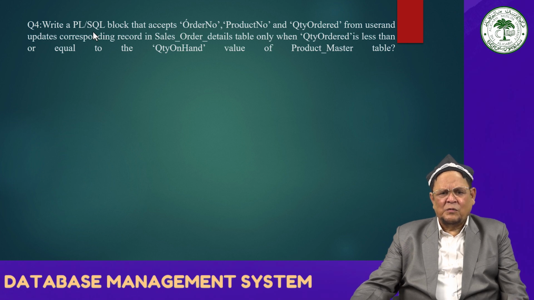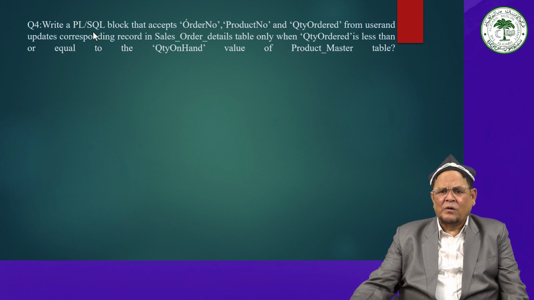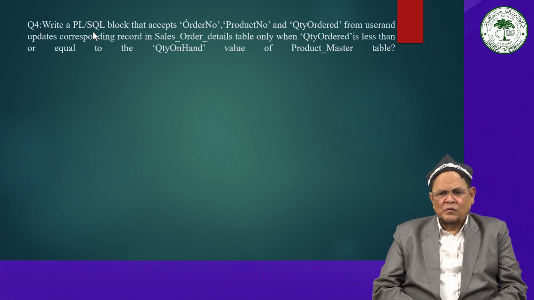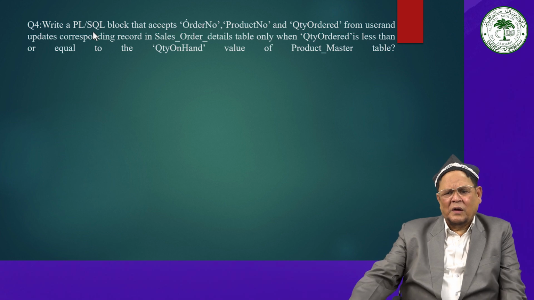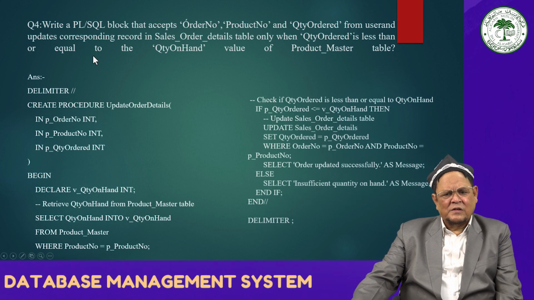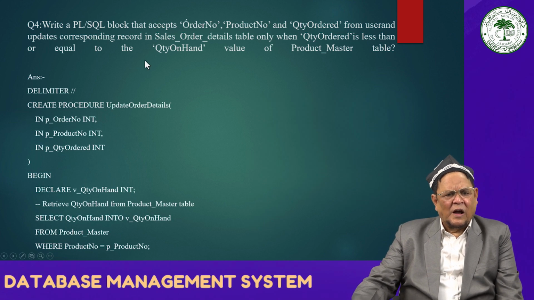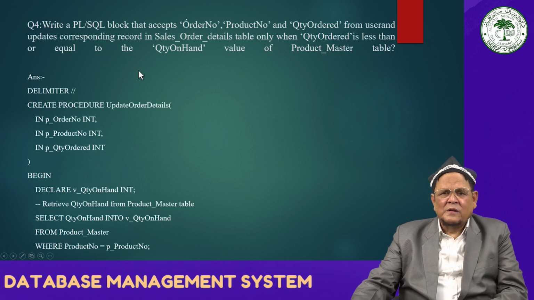block that accepts order number, product number, and the quantity ordered from the user and updates the corresponding record in the sales order details table only when the quantity ordered is less than or equal to the quantity on hand value of the product master table. So in this case, I have to write it in this way.